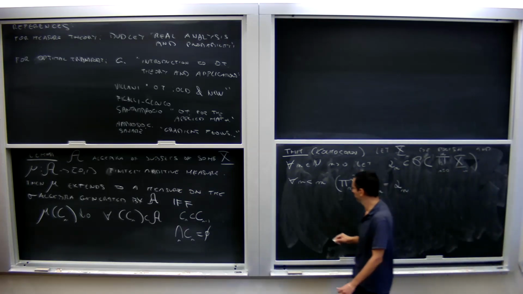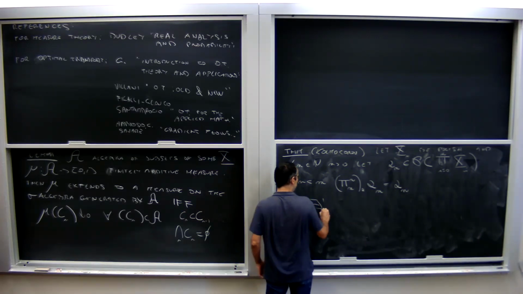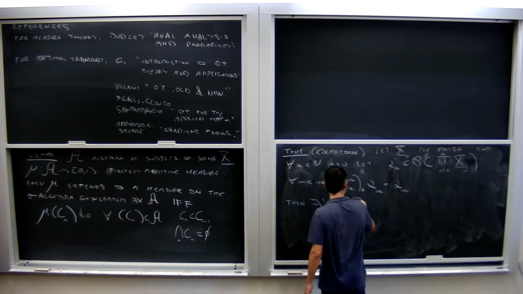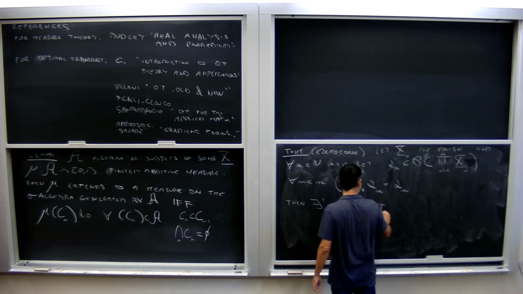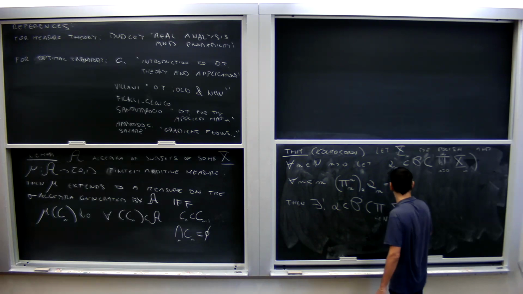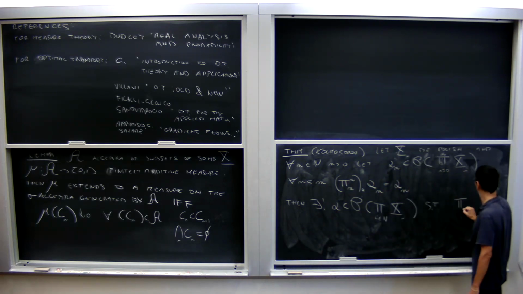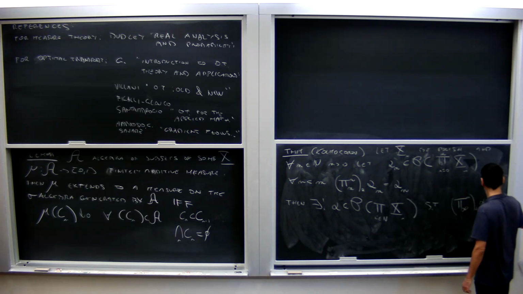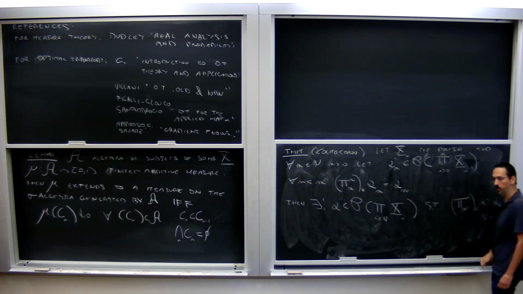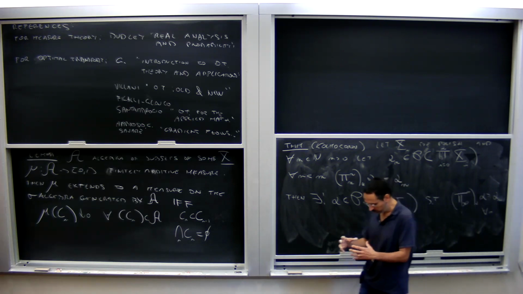Then there exists a unique probability measure alpha on the infinite product of these Xi, such that the projection from infinity to n of this alpha is equal to alpha n for every n. Okay. So what does the theorem say?